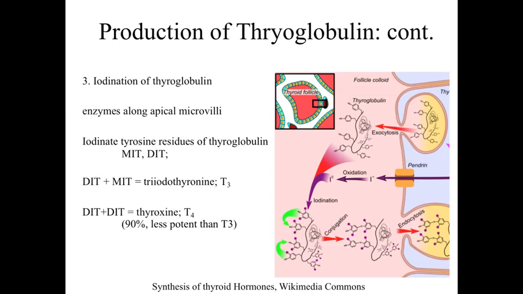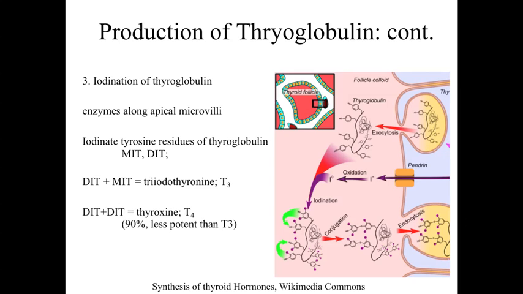Now, the important thing is that we need to take the peptide component and basically iodinate it. We've got to take that iodine that has been oxidized, that's been activated, and add the iodide onto the tyrosine residues of the thyroglobulin molecule. And so the way we're going to do that is we're going to go through and we're going to either add one iodide or two iodides.